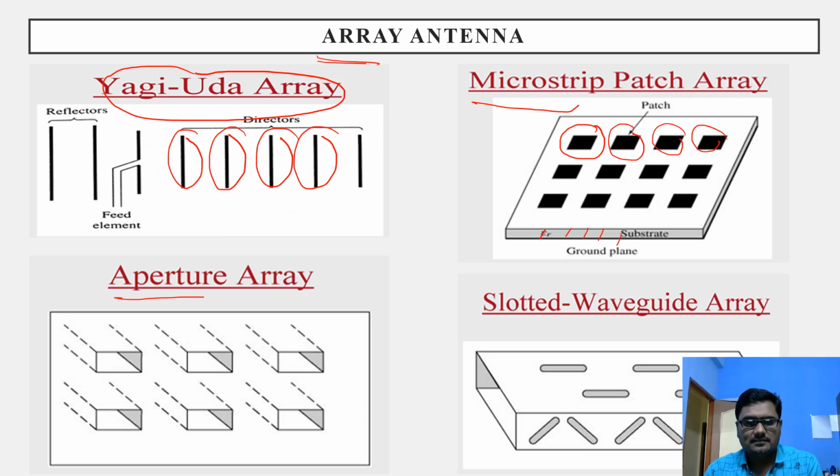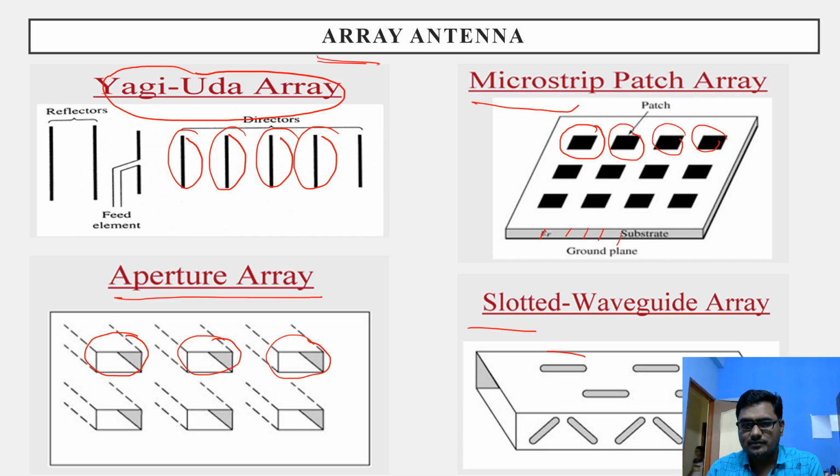Now the third one is aperture array. Instead of a single aperture, look at this, I am having multiple apertures. So if the number of elements is more on the same substrate or in the same assembly, obviously it becomes an array, a collection of a number of elements. That's all. Then the next one is slotted waveguide.